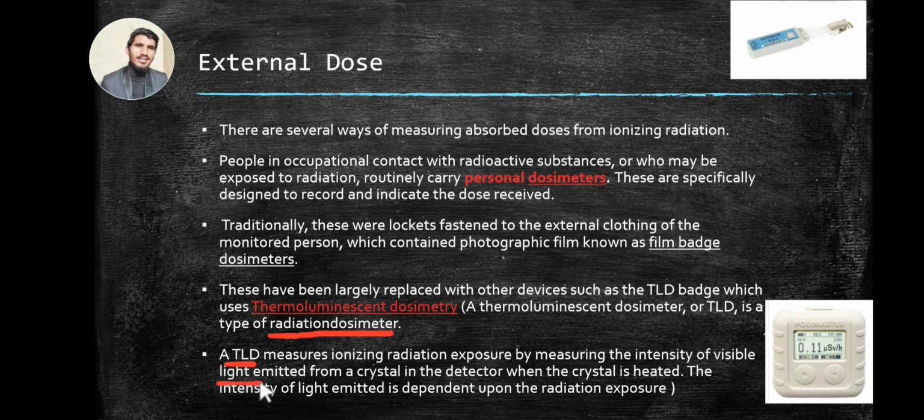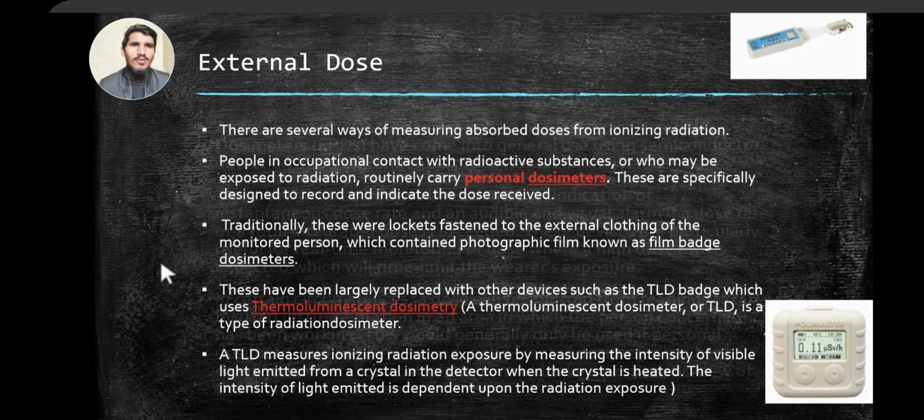How does it measure the radiation exposure? It measures it by measuring the intensity of the visible light emitted from a crystal inside the detector when the crystal is heated. Listen with full attention: the intensity of light emitted by the crystal inside the TLD is directly proportional to the radiation exposure. If I have more radiation exposure, then more light is emitted by the crystal in the TLD, and in this way it can tell the amount of radiation to which a person has been exposed. So that was our TLD.